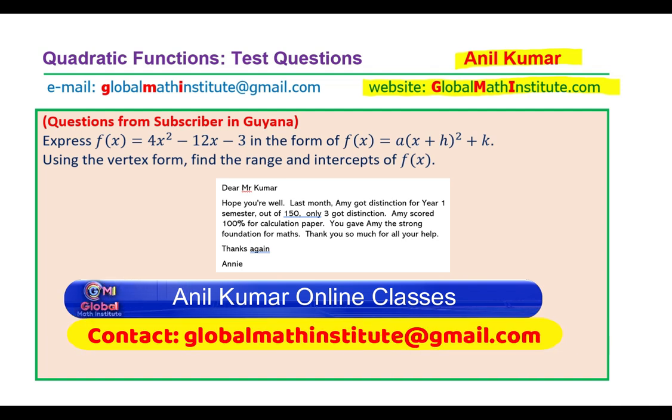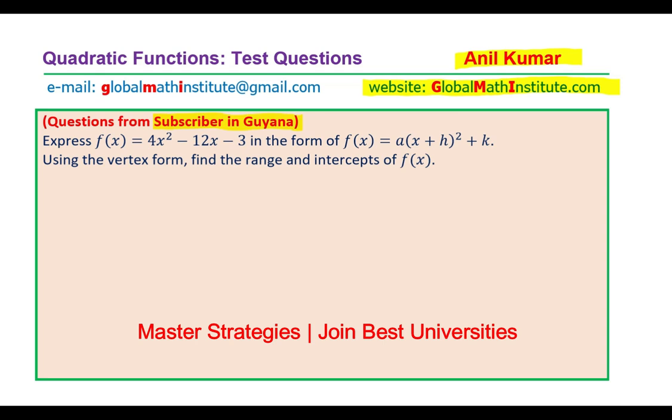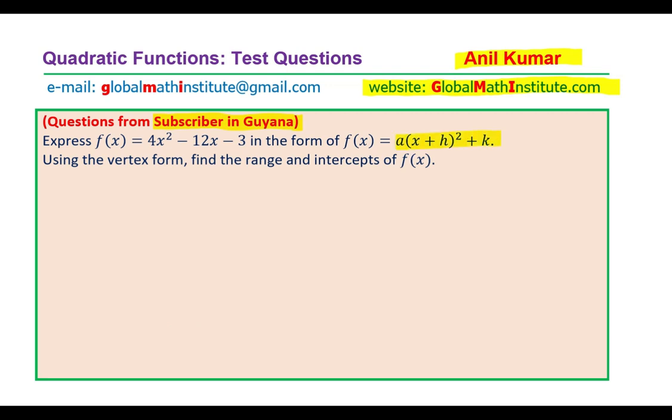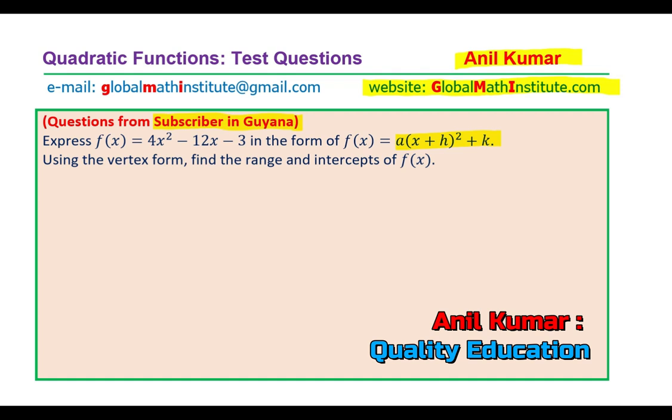Here is a brilliant question from one of our subscribers in Guyana. The question is, express f of x equals 4x squared minus 12x minus 3 in the form f of x equals a(x plus h) whole square plus k. Using the vertex form, which is this particular form, find the range and intercept of f of x. You can always pause the question, answer, and then look into my suggestions.